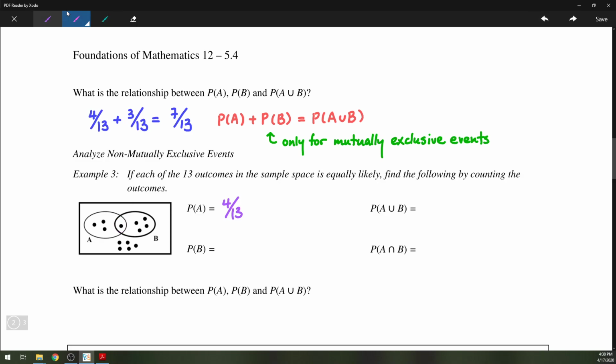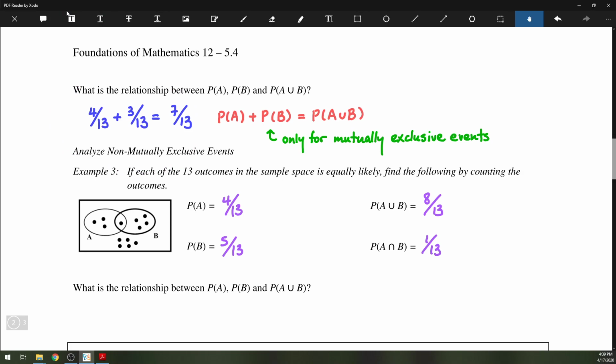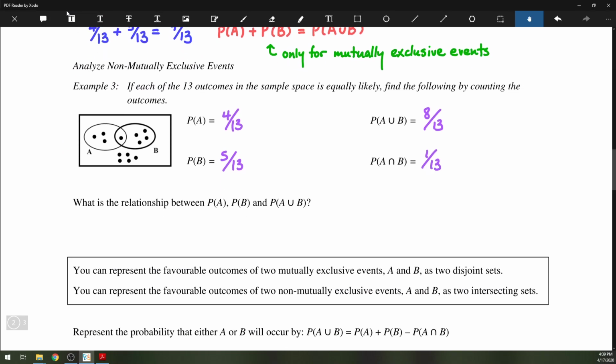Probability of B, of course, will be 5 out of 13, just the same way of finding that out. Probability A or B counts everything that's inside of both circles, so that will be 8 out of 13. And the intersection has exactly 1 outcome in it, so that's 1 out of 13. So you can see that we cannot just use the same formula as before because it doesn't add up quite correctly, right? 4 plus 5 is equal to 9, not 8. And the reason for that is because you will count the common element twice.